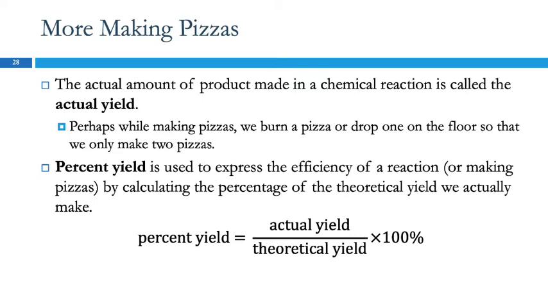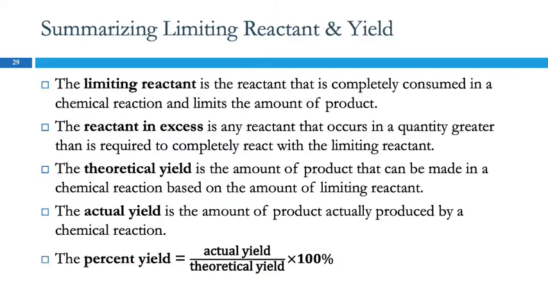So if everything went perfectly, your percent yield would be 100%. If you didn't make anything, you screwed everything up, then it would be 0%. And almost always it's going to be somewhere in between. So this is the equation for percent yield. And this follows the pattern of percentage where it's the part that we're interested in, the part that actually got made, divided by the whole, the maximum that could be made, times 100. So the part over the whole times 100.